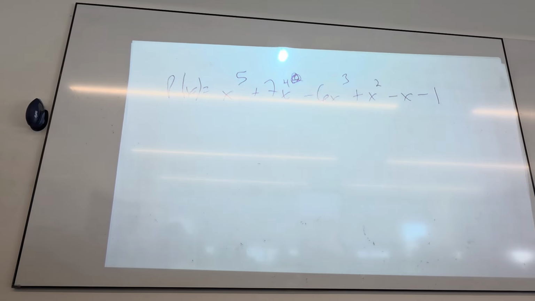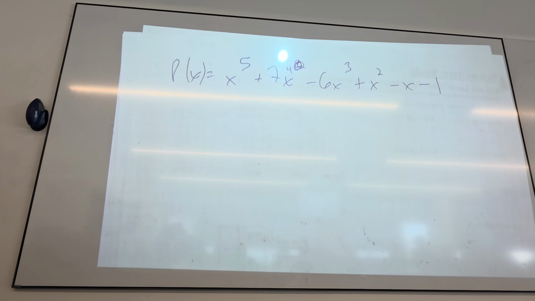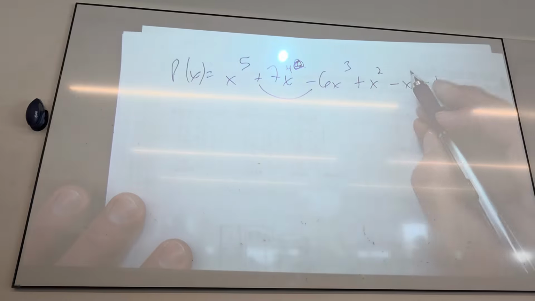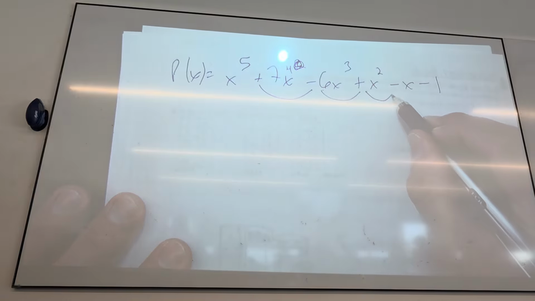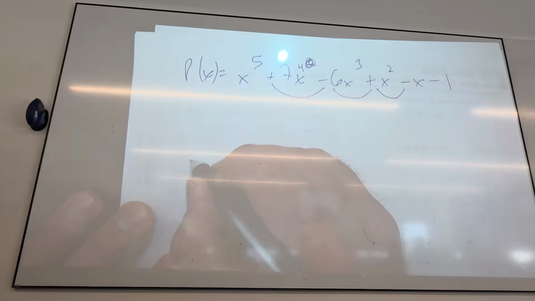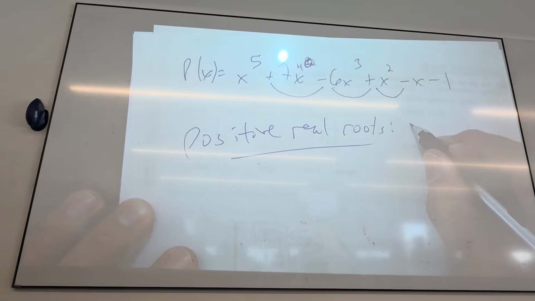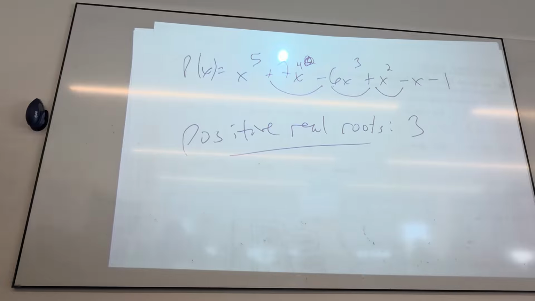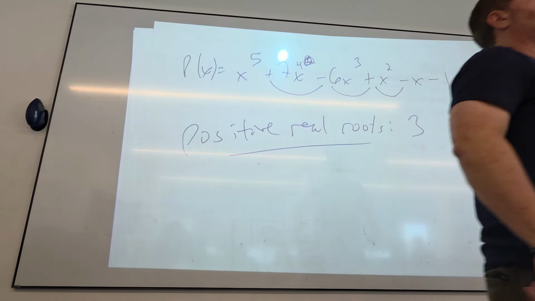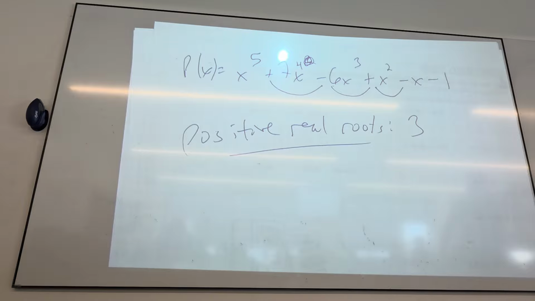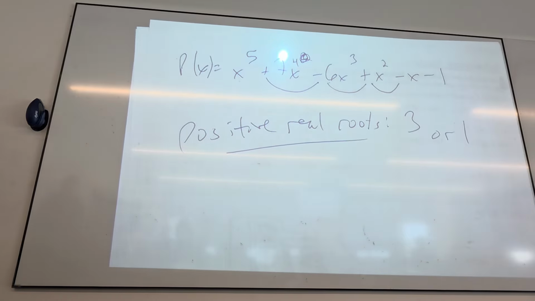Okay, how many times did the sign change? Let's see, 1, 2, 3 times. You guys see that? So how many positive real roots are there? 3. There's 3. Nope. If they're not real, they must be complex. And complex shows up in pairs. So 3 or 1. Oh, I didn't go to 0. I went down by 2.